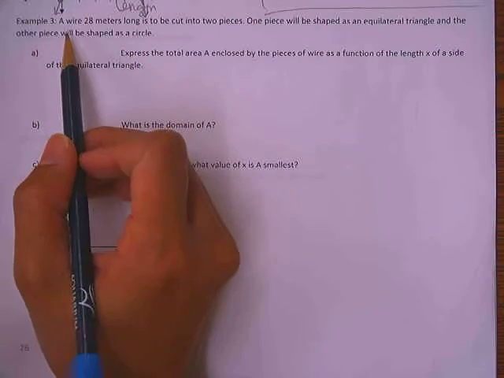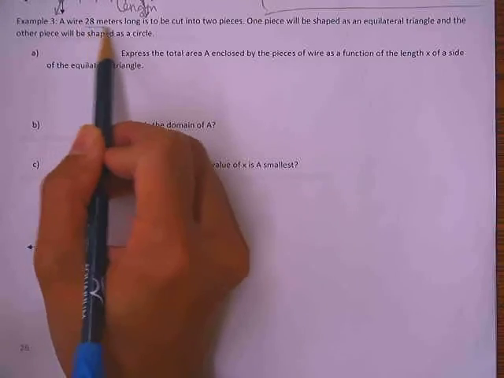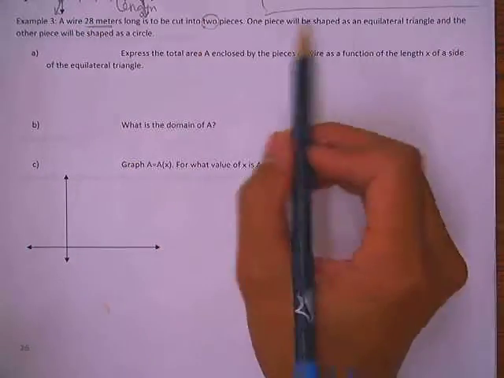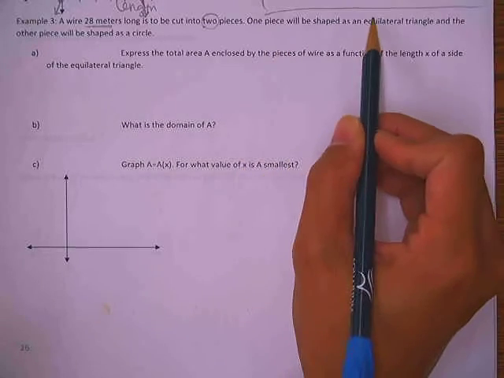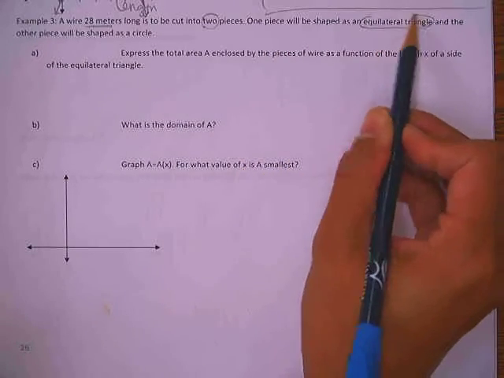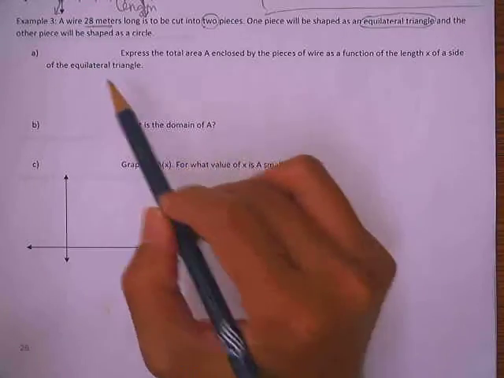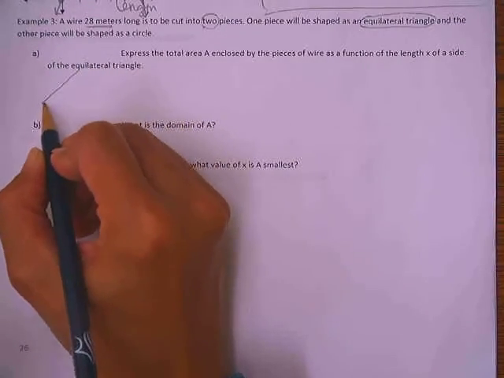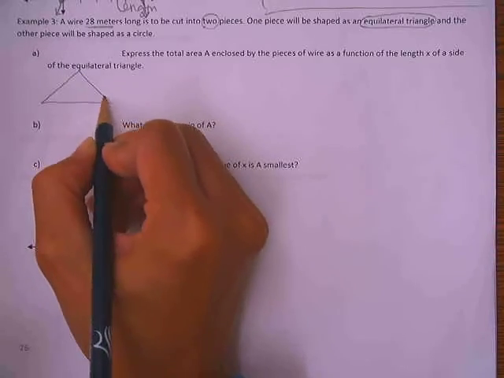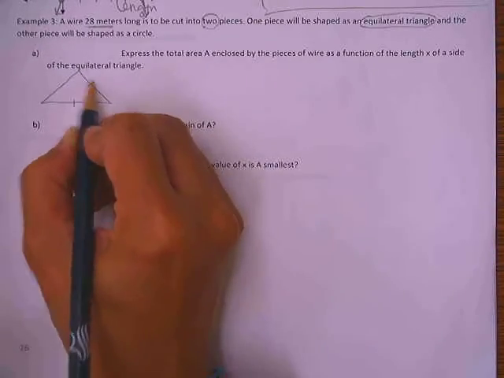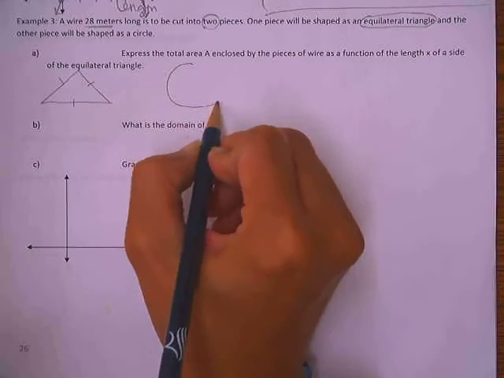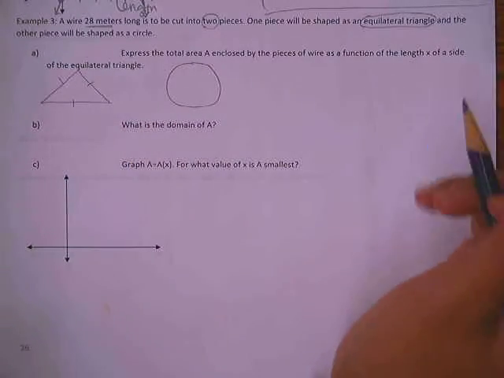So you have one wire that's 28 meters long. Okay, it's cut into two pieces. One of the pieces is going to be formed into an equilateral triangle, and the other will be shaped as a circle. So I'm just going to draw this out. One of the pieces is an equilateral triangle. That means that all of these sides are the same. And the other one is going to be shaped as a circle. Okay, so that's what we have now.